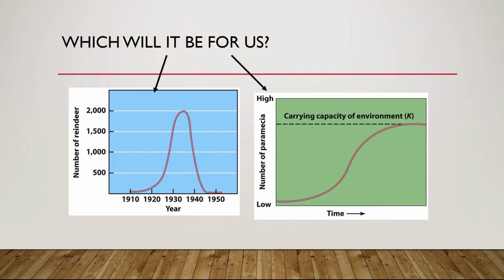So which will it be for us? Will the human population overshoot its carrying capacity, run out of things that help us produce extra food, like oil, coal, natural gas, or will we level off at a sustainable level and live happily ever after? All right, that's the big question.